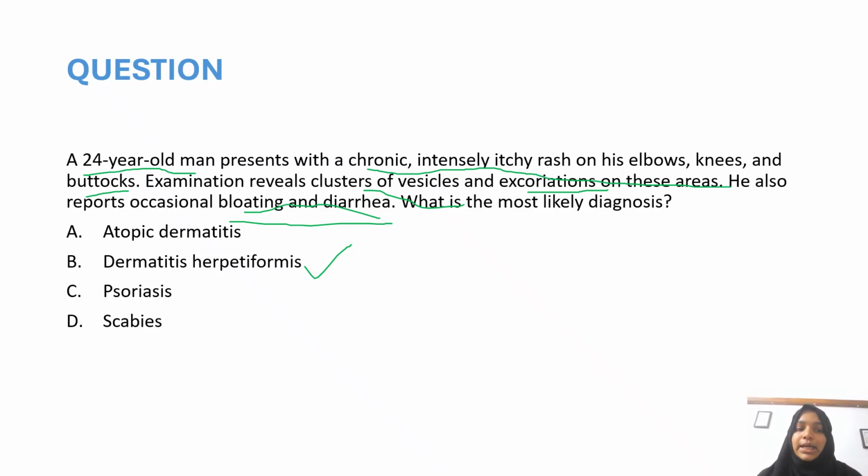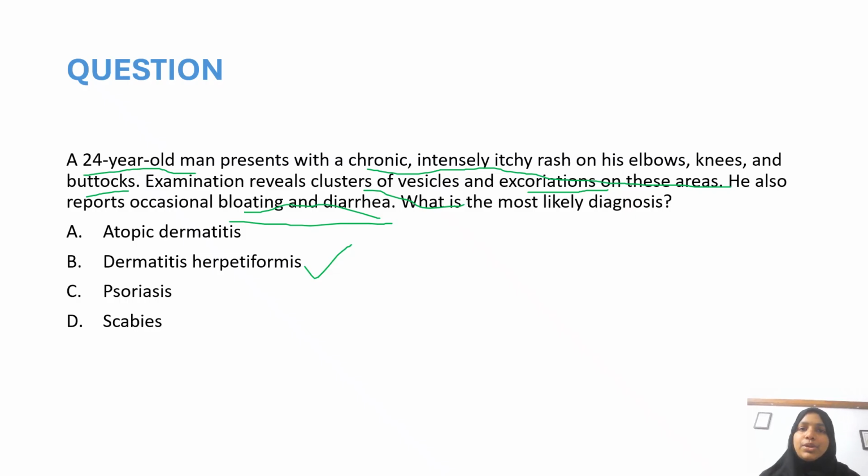We'll exclude the other options. Atopic dermatitis, usually they are in the flexor aspect. They are again intensely itchy. Due to extensive scratching, there can be lichenification, but usually there will be history of atopy, usually in the younger age group.